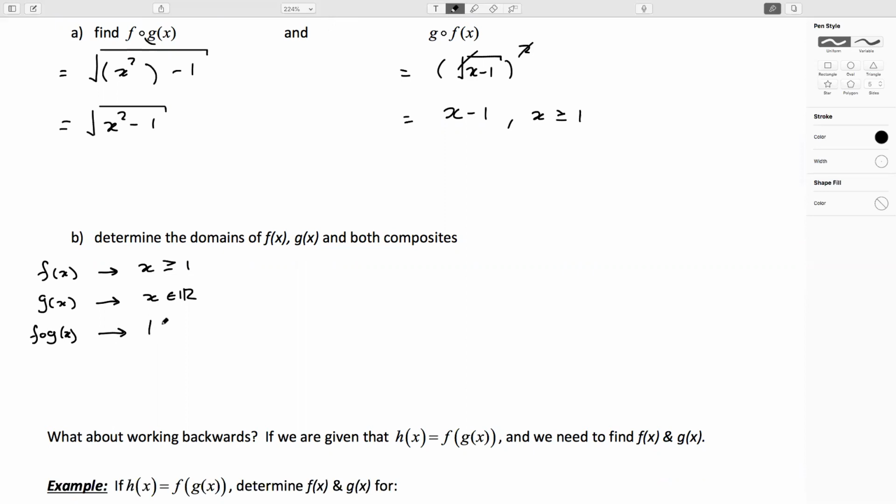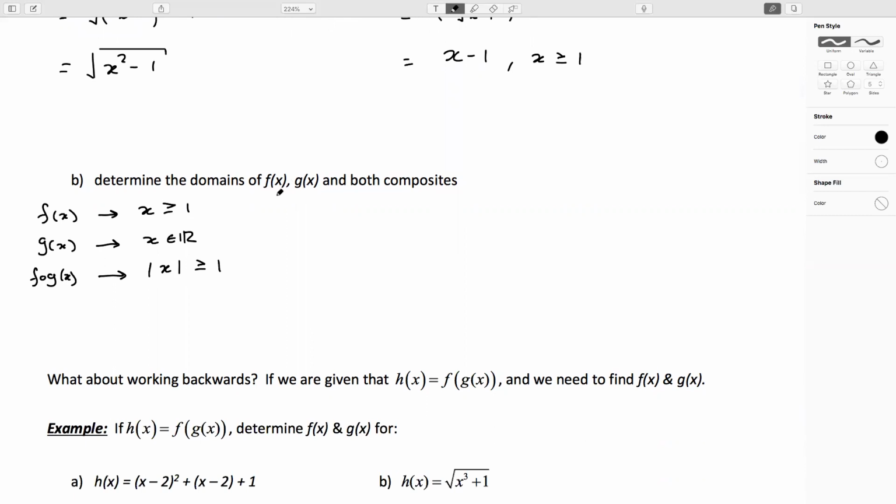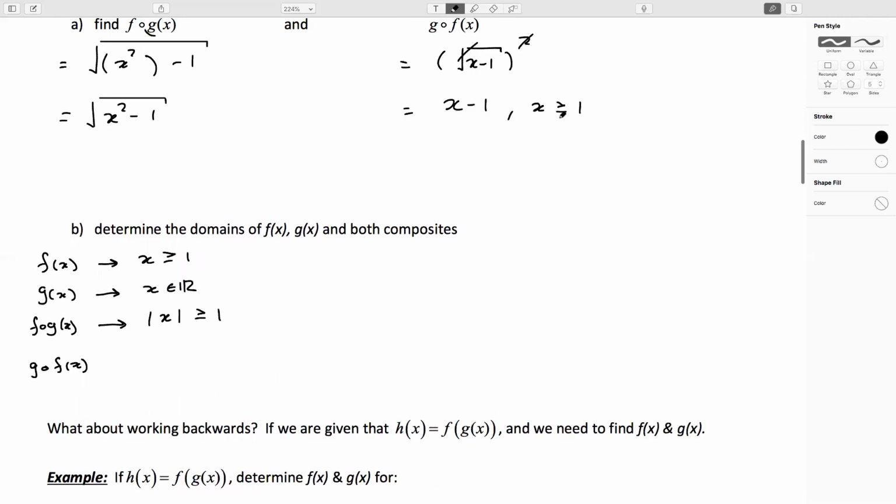A clever way to write that is that the absolute value of x must be greater than or equal to 1. That means x can be 1, 2, 3, negative 1, negative 2, negative 3, but it can't be in that range of negative 1 to positive 1. You could have also solved this by just writing greater than positive 1 or less than negative 1. Lastly, g of f of x. It's x minus 1, but x is greater than or equal to 1, so our restriction is still that x is greater than or equal to 1.